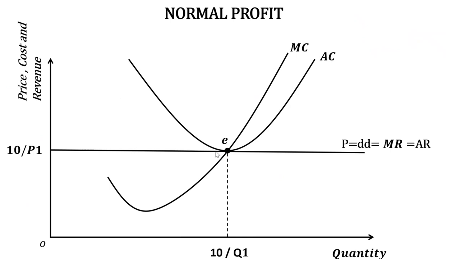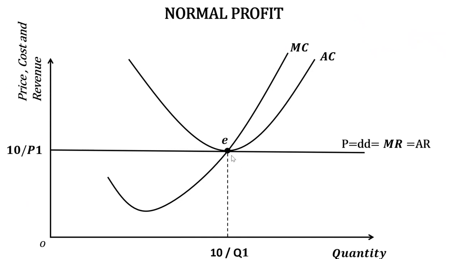The average cost curve is tangent to the average revenue curve. Can you see that? It is tangent. It touches the average revenue curve at the lowest point of the average cost curve, at point E. Another important thing to note is that the marginal cost curve intersects the average cost curve at its minimum point. That is also something you should know.